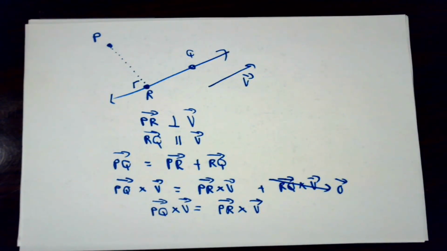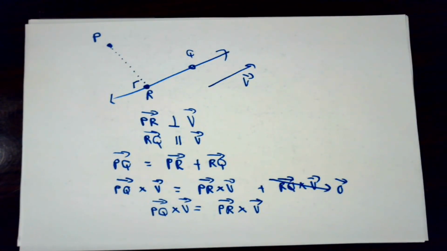We'll pick another point on the straight line. Obviously, P to R is at right angles to V. Also, R to Q is parallel to V, and our parallelogram calculation is still valid. This time, though, I'm going to take the cross product instead of the dot product. We'll do the cross product with V, and using the distributive law that we've already figured out, the vector RQ cross V is the zero vector.